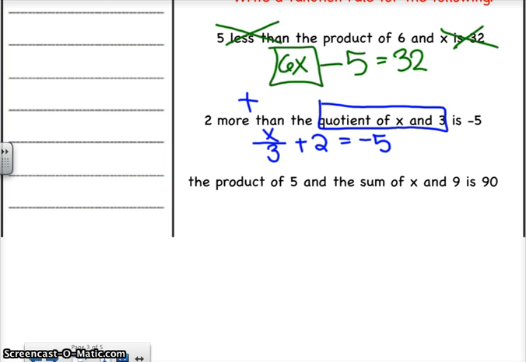The product of 5 and the sum of x and 9 is 90. So what does product tell me? Times. So it's 5, the product of 5 and all of this. So when you are timesing by a quantity, you do parentheses. The product of 5 and the sum of x and 9, that means add, is 90. So I would distribute and solve. Write it down there.